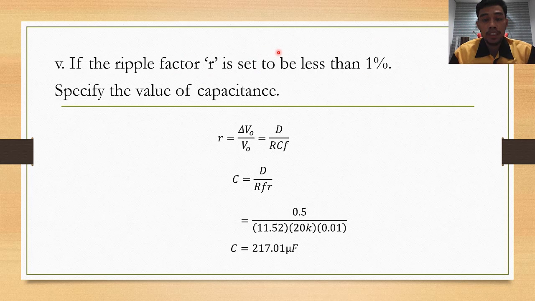So the next question is, what is the value of capacitance if the ripple factor we set is less than 1%? In order to obtain the capacitance value, we need to use this formula, which is C equal to D divided by R, F, and r. D is the duty cycle, R is the resistance, F is the frequency, and the small r is the ripple factor, which is 0.01. So we calculate 0.5 divided by 11.52 times 20k times 0.01, and we obtain the capacitance value, which is 217.01 microfarad.